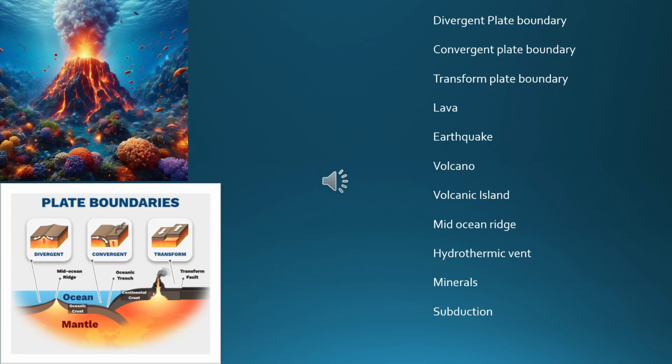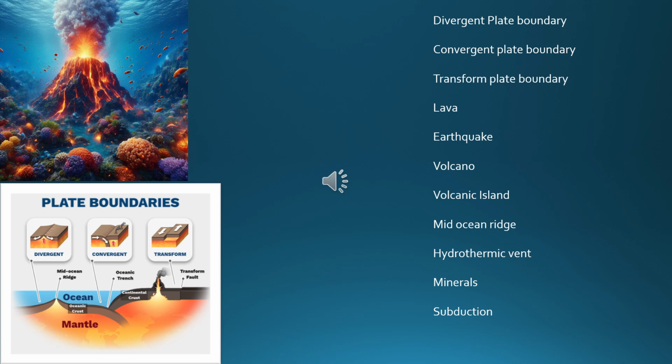Now we come to the important part. Divergent plate boundaries are where two tectonic plates move apart, forming new land or new lava floating up between them. Convergent plate boundaries are where two tectonic plates move towards each other, usually causing earthquakes or mountains to grow up or ocean trenches to form. And transform plate boundaries are where two tectonic plates slide next to each other.